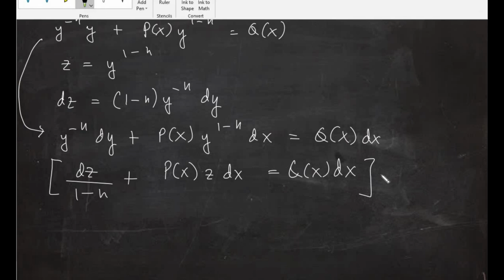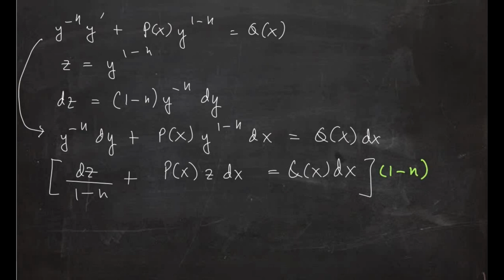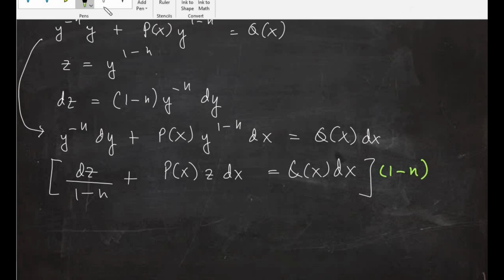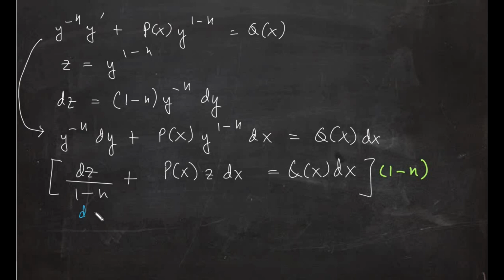Just to formalize that it is a linear differential equation, we can multiply 1 minus n to both sides of our equation, and we will have differential z plus 1 minus n times p of x times z differential x is equal to 1 minus n times q of x dx. So this is now a linear differential equation, and it's linear in z.